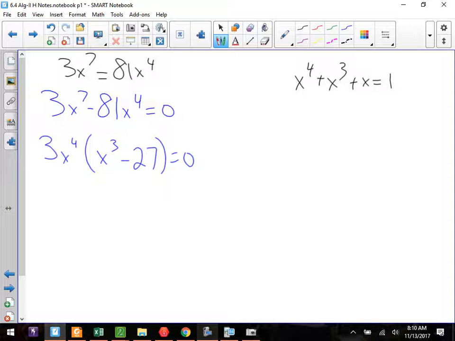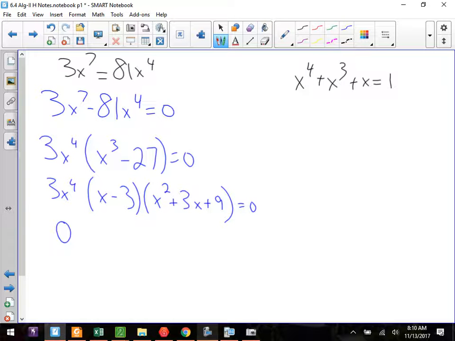From here, well, let's see. We know that we have 3x to the 4th. This becomes x minus 3, x squared plus 3x plus 9. We have multiplicity of zeros, and here, there's 0 4 times, a 3.